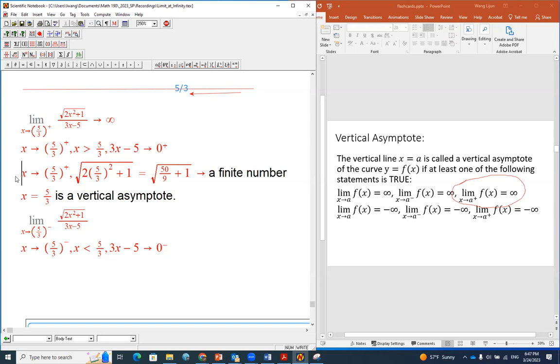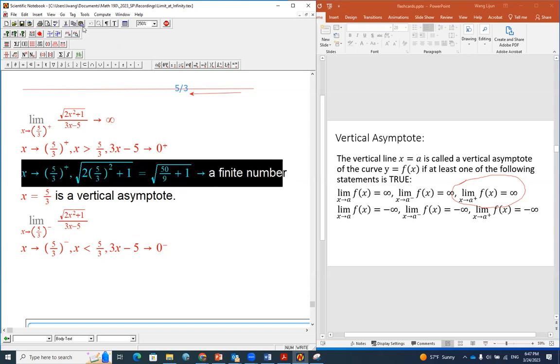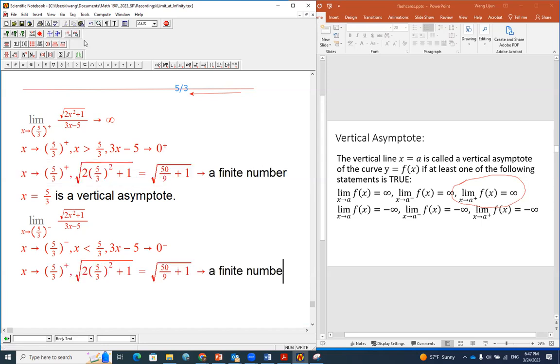A numerator is still approaching a finite number. In fact, the numerator is positive. It's approaching a finite positive number. The numerator is always positive, the range of a root function. And therefore, this piece is approaching negative infinity.